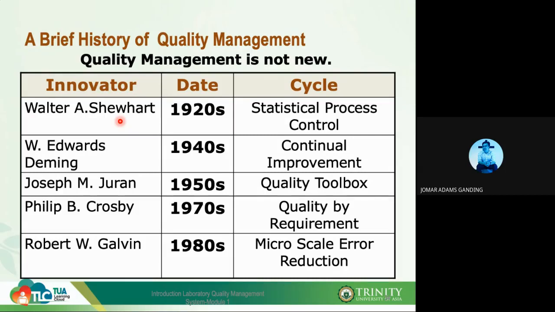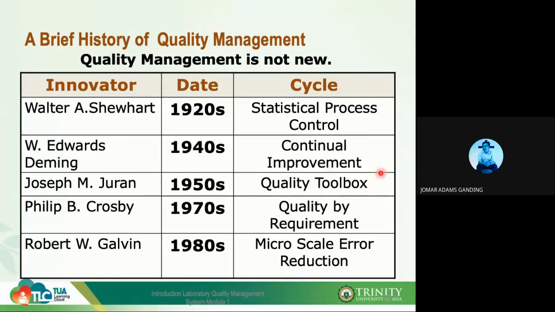And then Joseph M. Juran, in the 1950s, proposed the quality toolbox. This is a toolbox, meaning there is now a set of materials and tools that will be used by the company to guide them and standardize quality checking from one laboratory or one company to the other, so that it is not different for each.